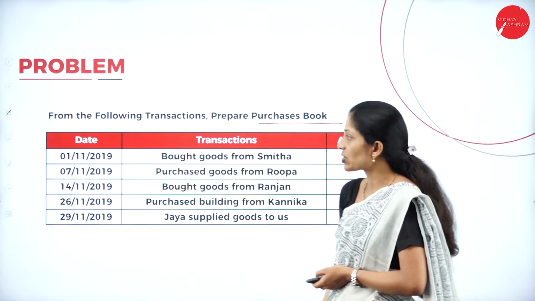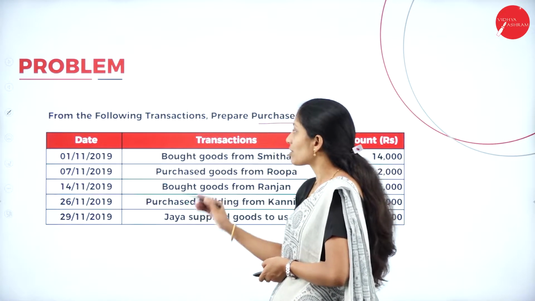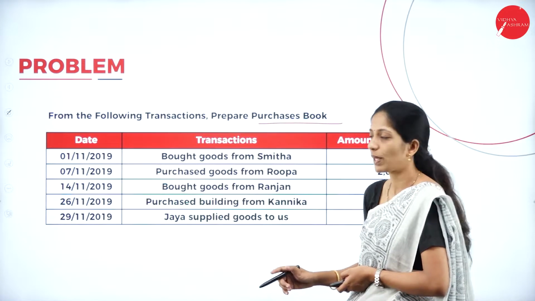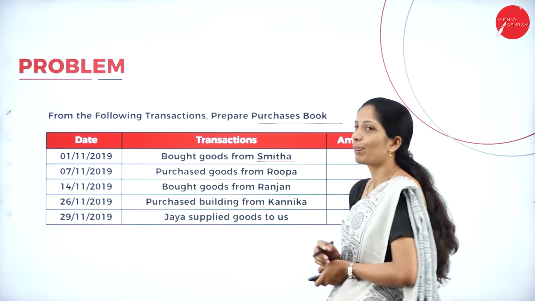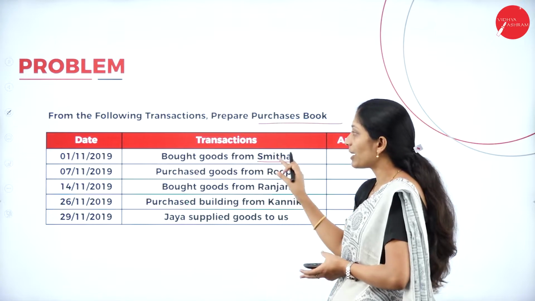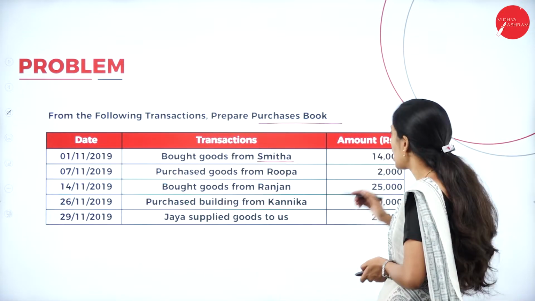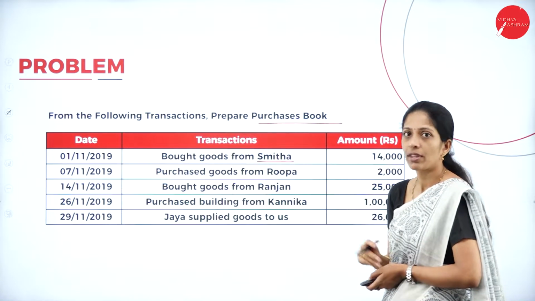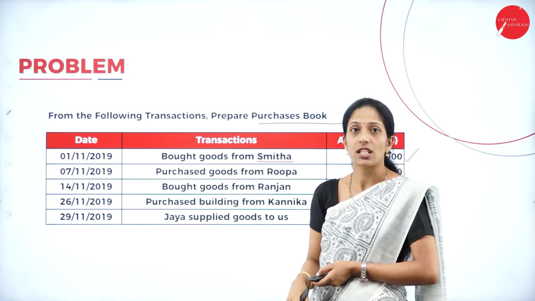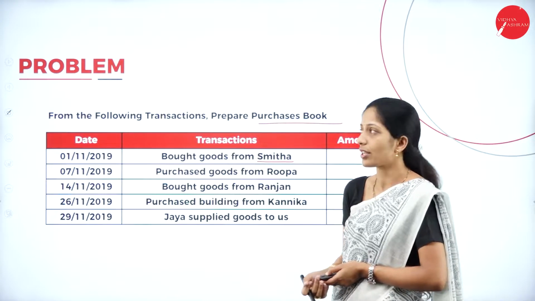Now go through the first transaction. 1/11/2019, bought goods from Smita. Now they have given the name of the person, Smita, and they have not mentioned the word cash. In the sense, it is being purchased on credit basis. How much? 14,000. So how do you write it in your purchases book? Let us directly go through the solution.